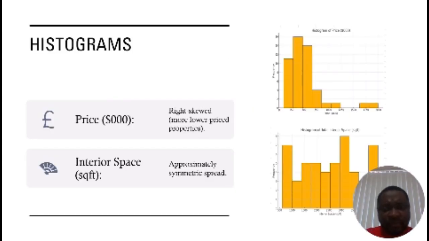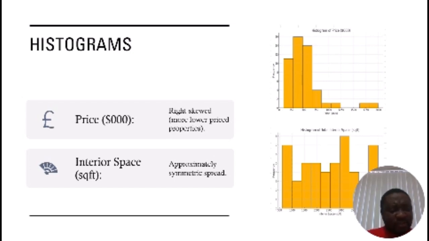Hello everybody, I'm Paul Uche Alphonsus. I will continue with the presentation from slide 7. My presentation centered on the histogram. From the histogram, we plotted the price against the frequency of the housing units, and the interior space per square meter. That is the approximately symmetric spread of the housing units.